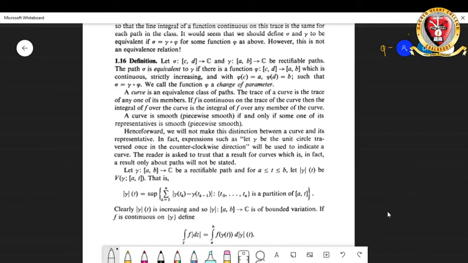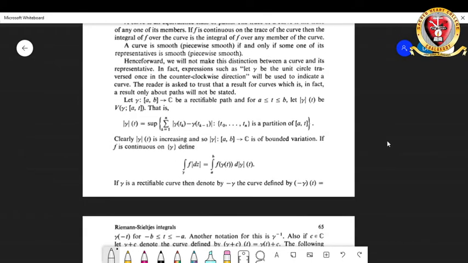Another important definition: suppose gamma is a function from the closed interval [a, b] to C, a rectifiable path, where t is varying from a to b. Then the modulus of gamma of t is V of gamma on the closed interval [a, t]. So this is nothing but the total variation we defined at the start of this section.